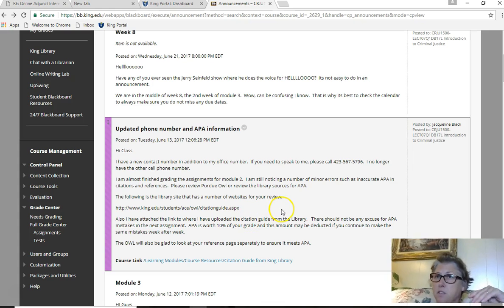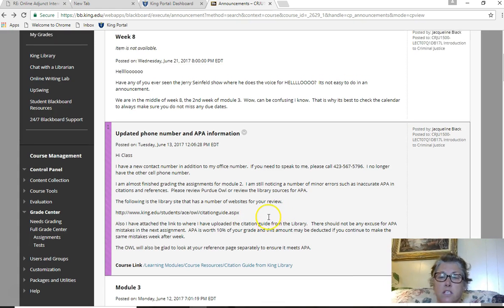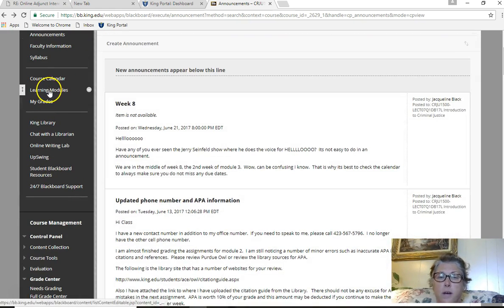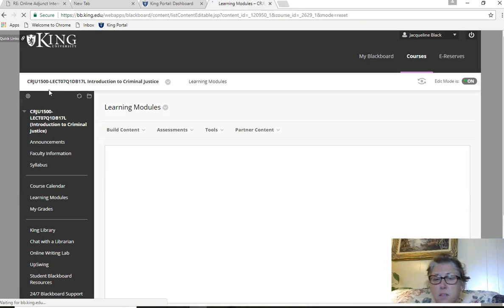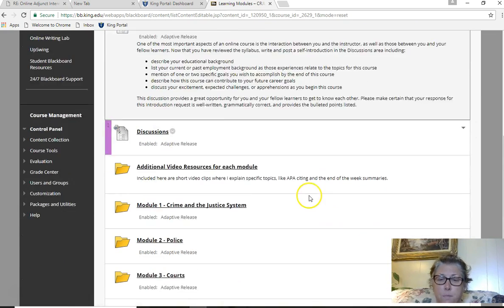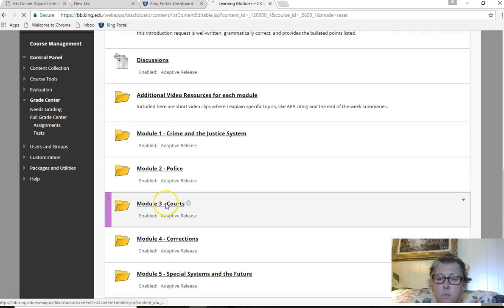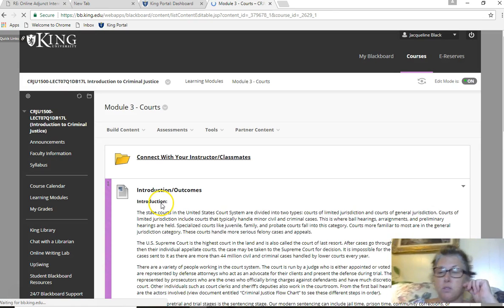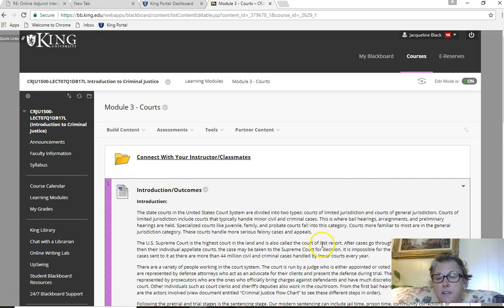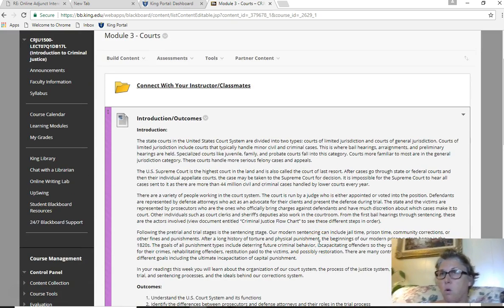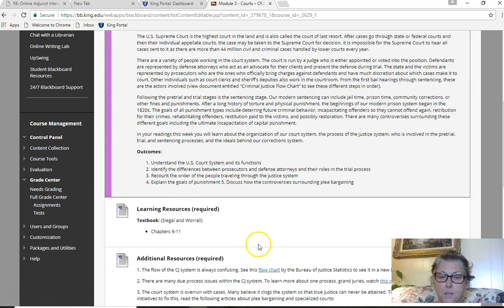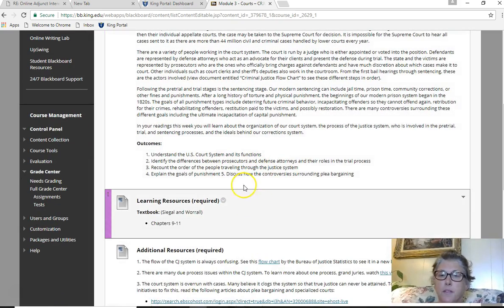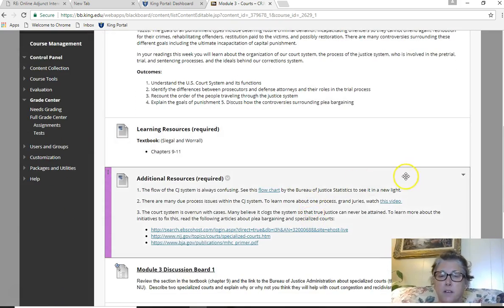Also at the beginning of Module 4, I like going over and letting you know what is the most important thing within the class. So again, when you're reading Module 3, make sure you understand the difference in the courts, what court would hear what type of case, and understand the U.S. court system and the functions.